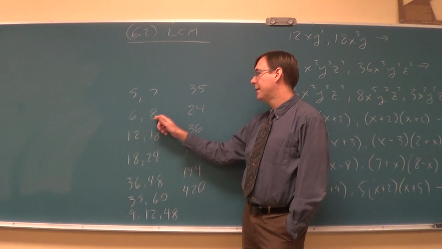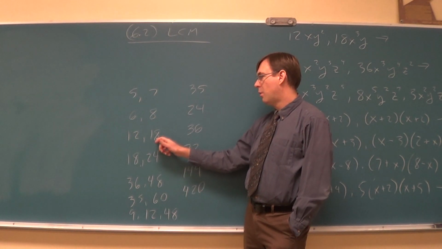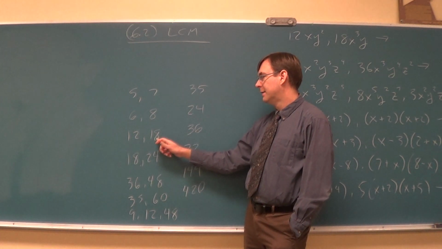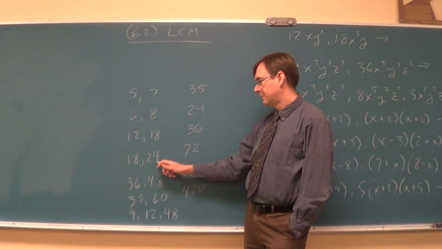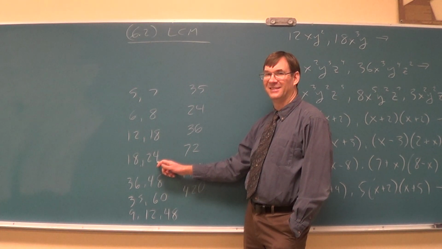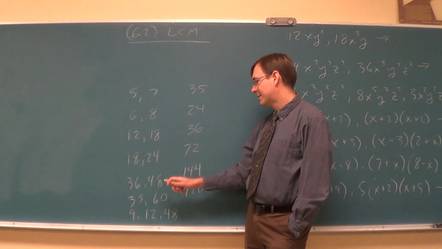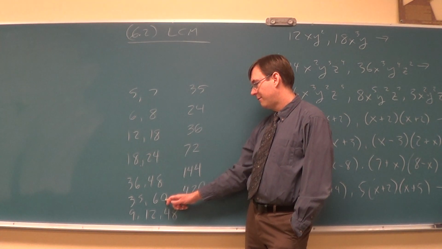So like, multiply these, that's 48. What's the GCF? 2. So divide by 2. Multiply these, and then divide by 6. Multiply these, and then divide by 5.